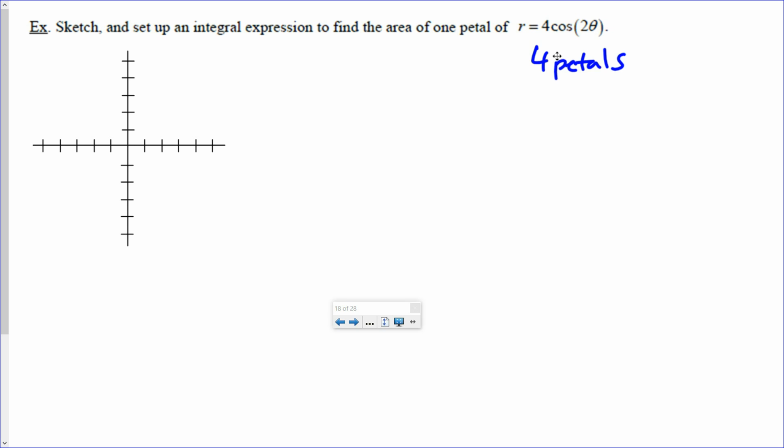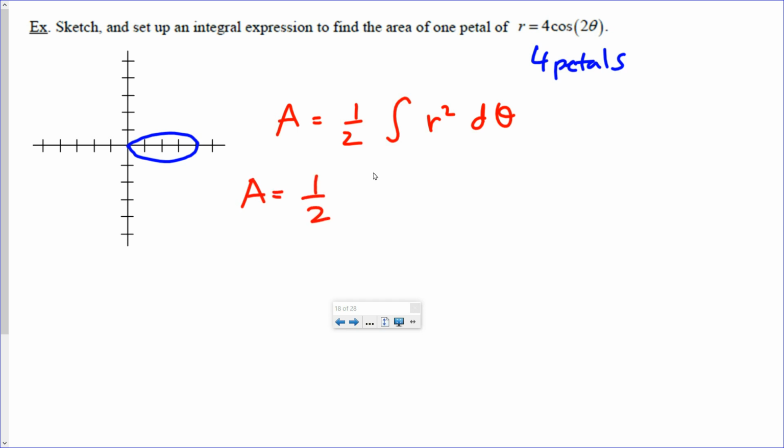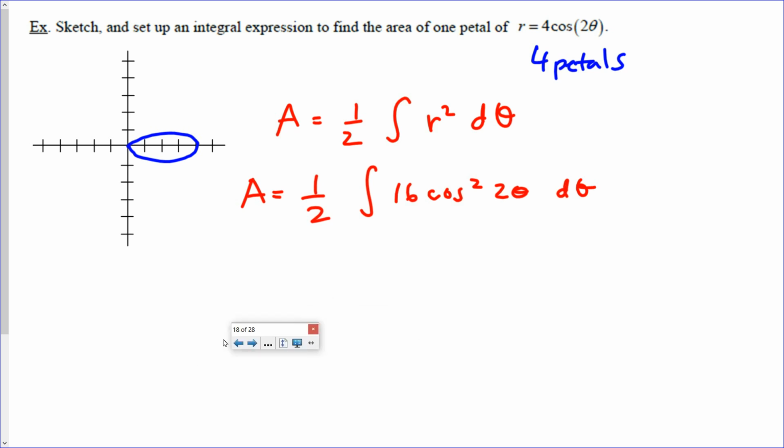Straddling the x-axis. How long is that petal going to be? Okay, 4. So go ahead and draw that. Your first petal has a length of 4 and straddling the x-axis. Super important because that's going to help you find your limits. All right, so let's go ahead and set this up. The area is equal to 1/2 the integral of r squared d theta. Write the formula first, okay? Write the correct formula first. Don't make up your own formula. r squared is actually 16 cosine squared 2 theta d theta, okay?